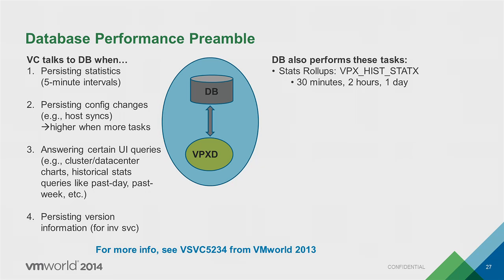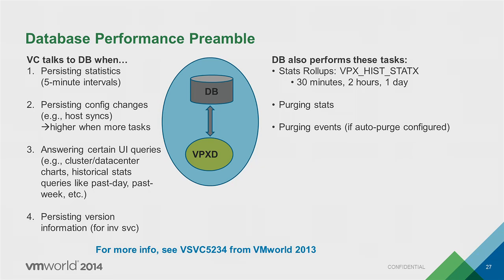Those things are done by essentially cron jobs or stored procedures on the database. If you've ever profiled your database and wondered why you get peaks of I/O every 30 minutes, every 2 hours, or once a day, that's probably why. In addition, the database by itself purges statistics when they're beyond their lifetime, for example, beyond a day or week, month, or year.